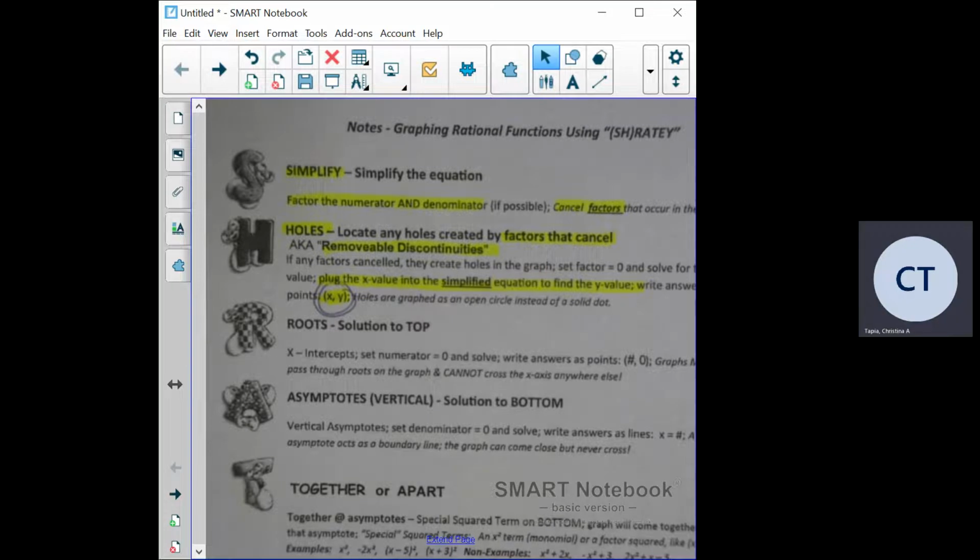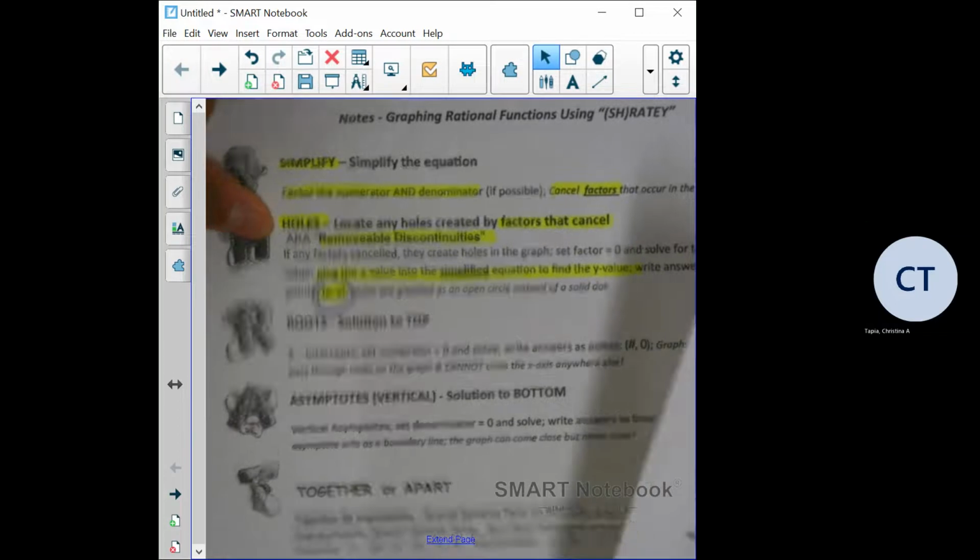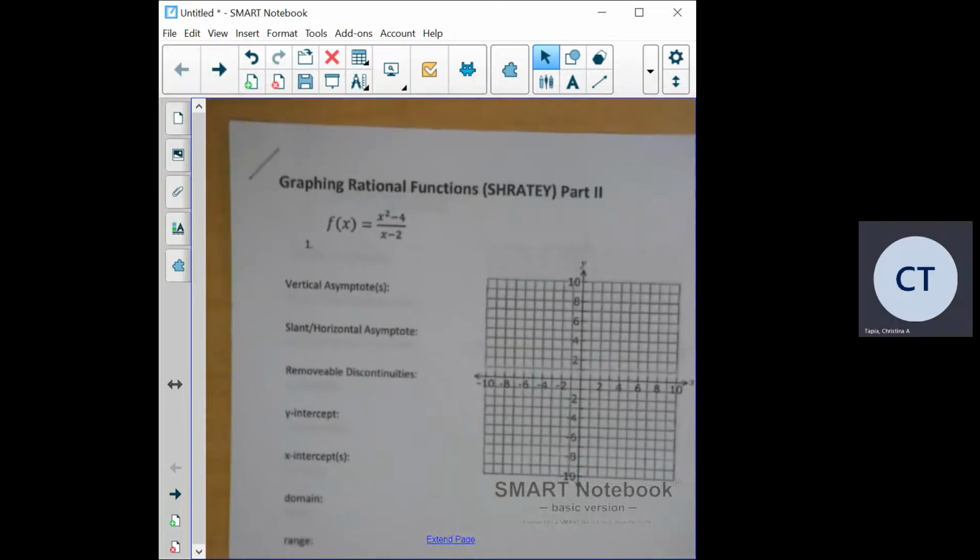So we're going to take these steps that we've already pretty much been talking about. We're just going to add in a couple other pieces. And we're going to look at the packet that you guys have for SHRATEY. So go ahead and get your packet out. I'm going to kind of flip between both of them. Let's take a look. Remember, guys, there's methods to my madness.